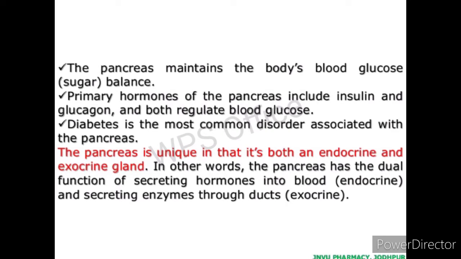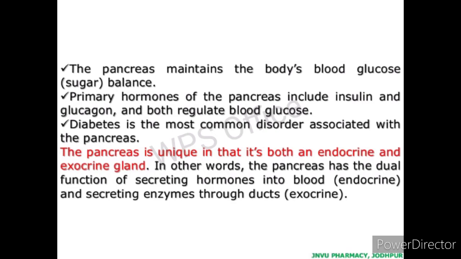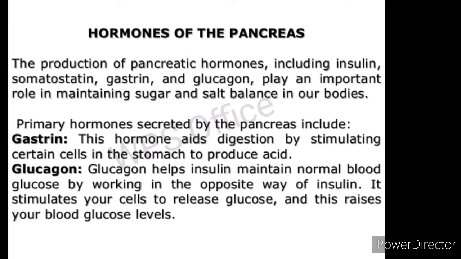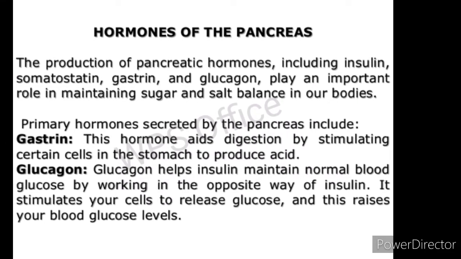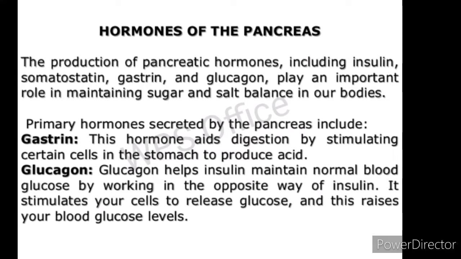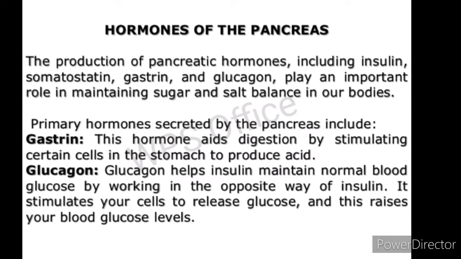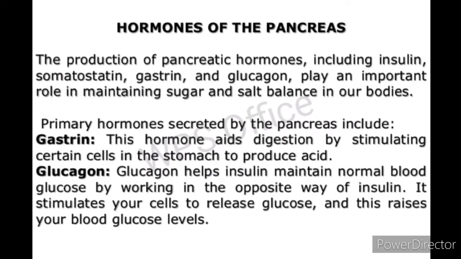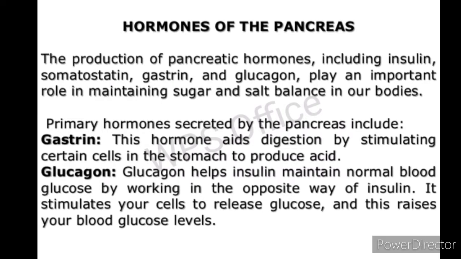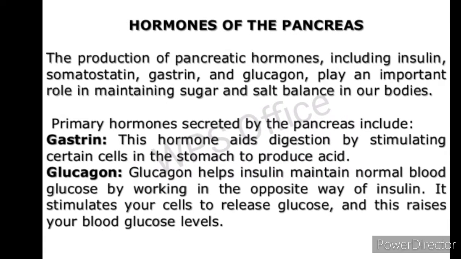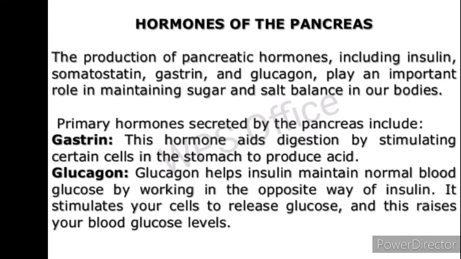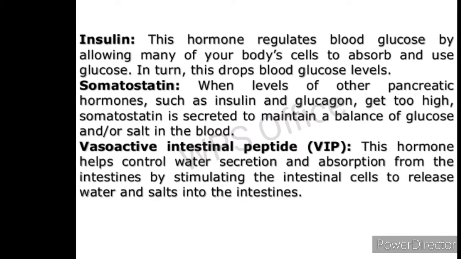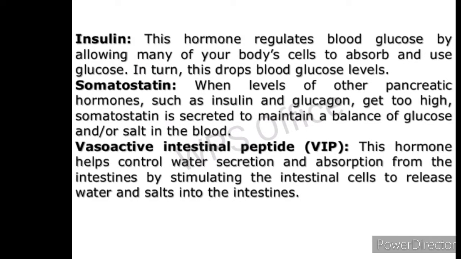Then diabetes is the most common disorder associated with the pancreas. Then hormones of the pancreas include gastrin. This hormone aids in digestion by stimulating certain cells in the stomach to produce acid. Then next is glucagon. Glucagon helps in maintaining normal blood glucose by working in the opposite way of insulin. How does it work? It stimulates our cells to release glucose. Then this raises our blood sugar. Then insulin. This hormone regulates blood glucose by allowing many of our body cells to absorb and use glucose.